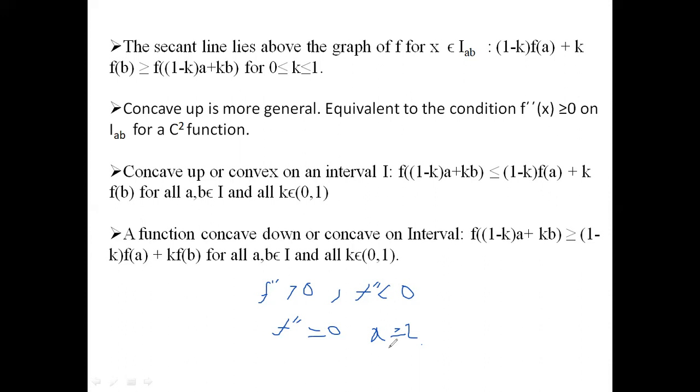So we should erase them. Then we'll come to a simple example. How to work this.